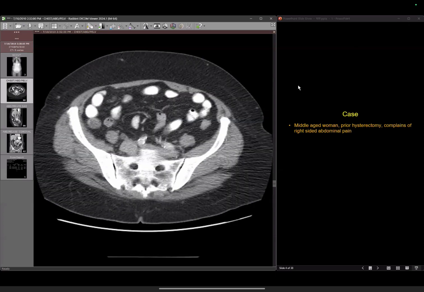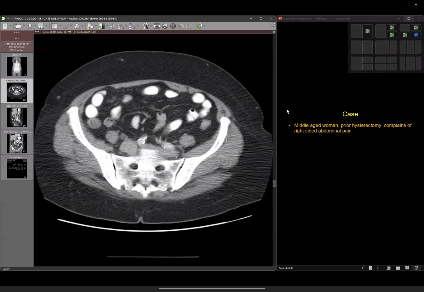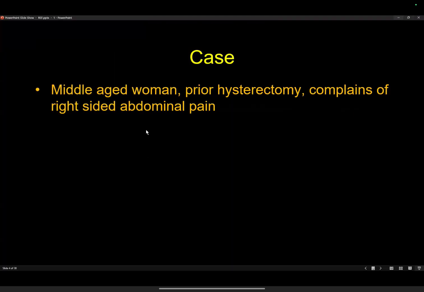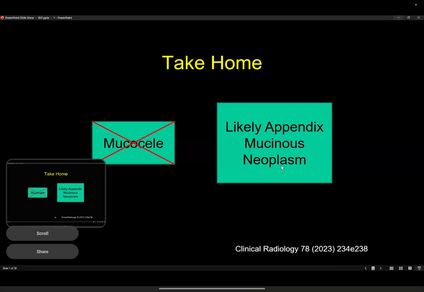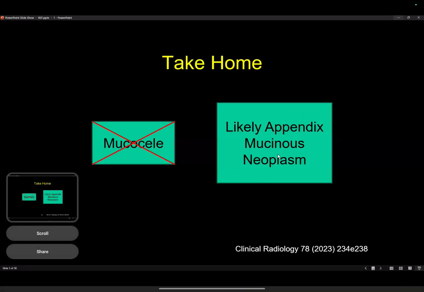Exactly. So that was the point of this case. A lot of times when you see this finding, you use the word mucocele. I want you to stop using the word mucocele, and when you see something like that on CT, the better term is likely appendiceal mucinous neoplasm. Why is that the case?